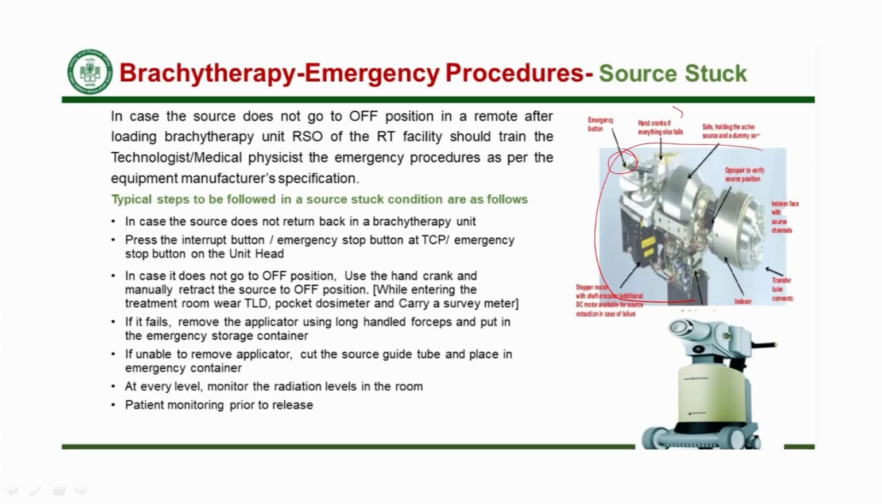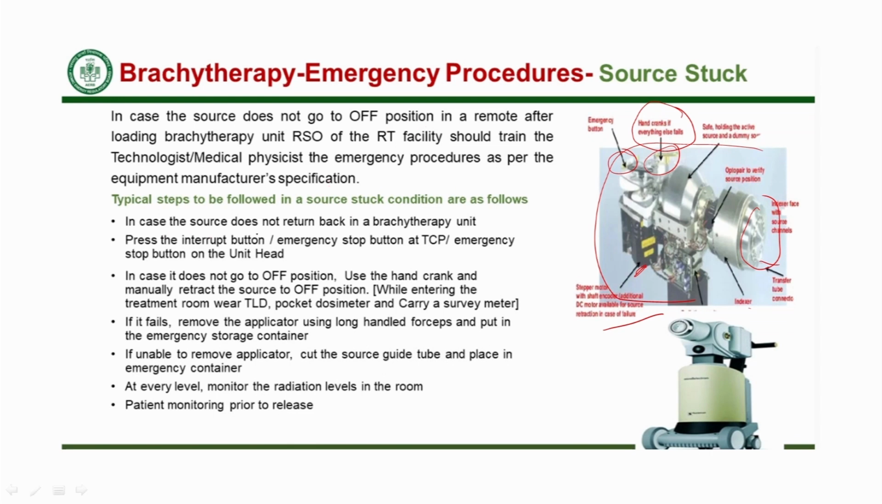Emergency stop button, hand crank. The hand crank is there if remotely the source is not going to the safe position, meaning it is not going back automatically, then you have to manually retract the source with the help of the hand crank. Here there is a hand crank. Then here are the channels where you insert your applicator, through transfer tubes, and this is the diagram of your machine. Here it is a stepping motor because the brachytherapy source delivers dose through steps. In case the source does not go to the off position, this is the emergency. It's a source stuck.